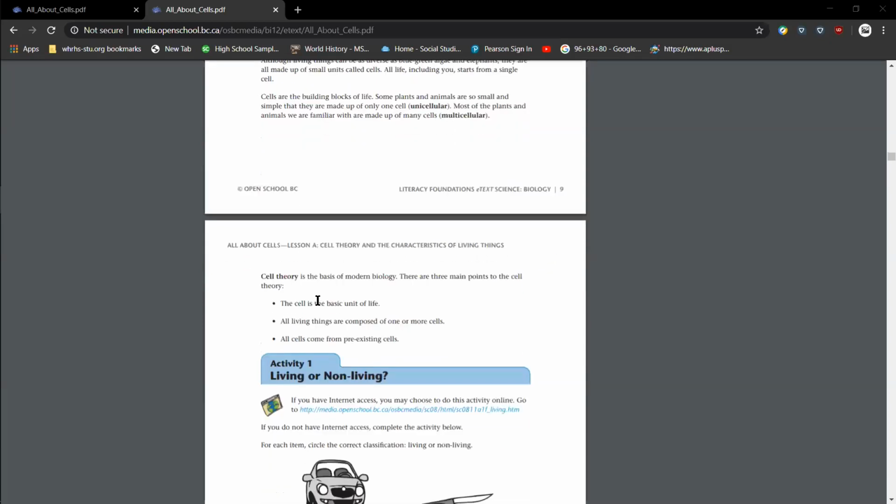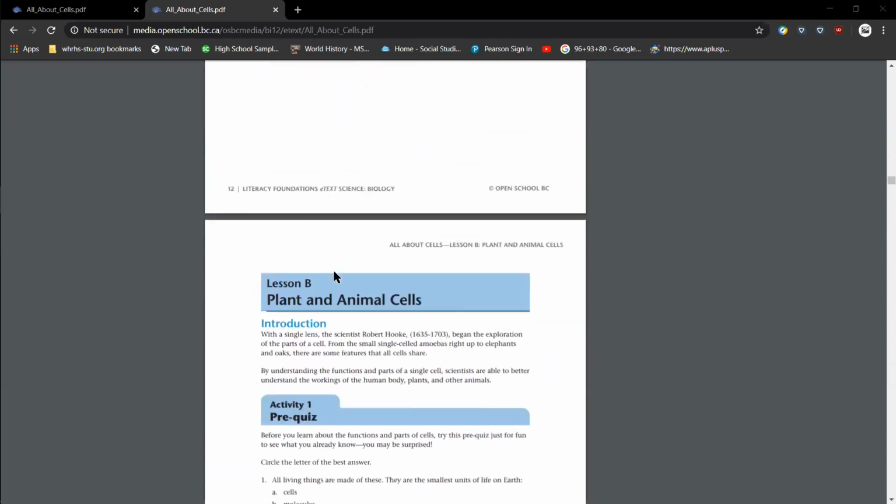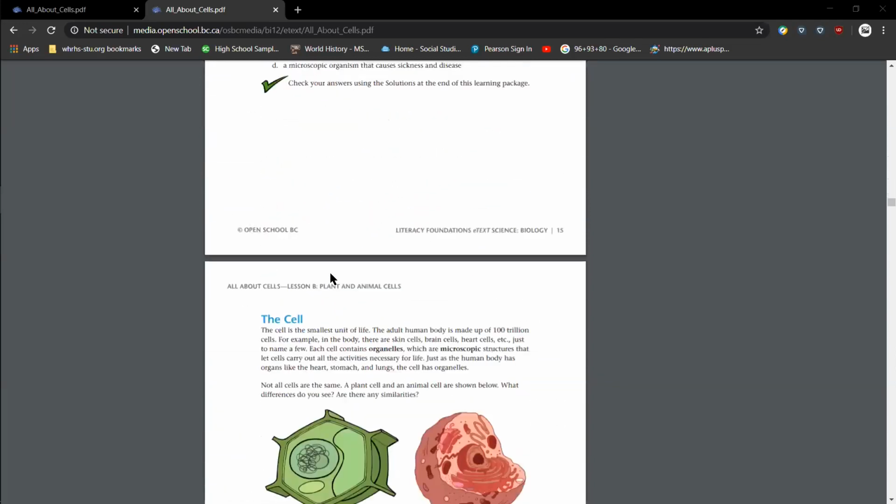So the 3 main points of cell theory are that the cell is the basic unit of life, all living things are composed of one or more cells, and all cells come from pre-existing cells. We talked about the cell being the basic unit of life: if anything is living, it has to have a cell. And all cells come from pre-existing cells. When we get into cell division, we'll talk about how cells are formed, but cells can't just spontaneously generate in the atmosphere or something. They have to come from a pre-existing cell. So we'll skip that and go into animal cells.